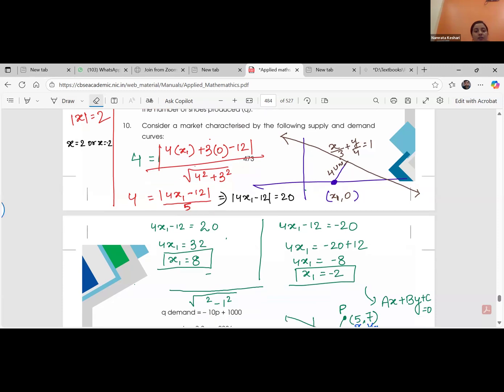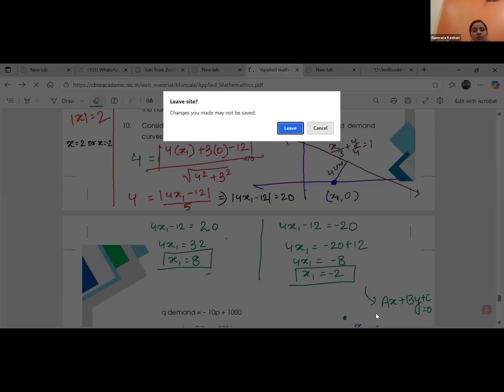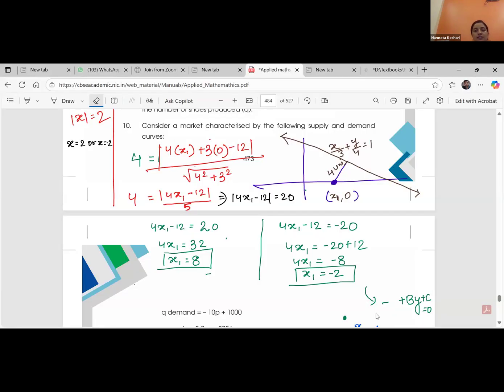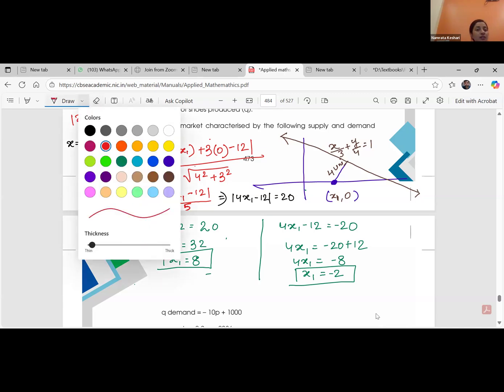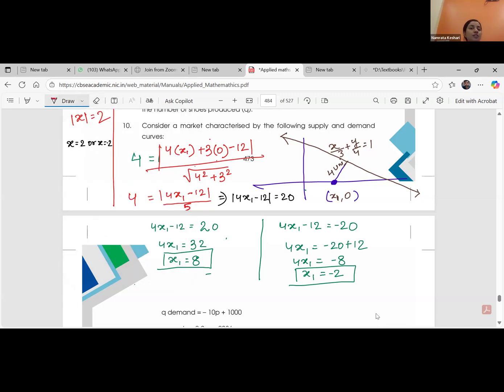These are the two possible answers we are getting. Is it clear? So we will get two possible coordinates which may lie on the x-axis. One of them is (8, 0), another is (-2, 0). Making sense? Whenever you have a modulus sign, always take these two possibilities with this understanding: mod x is 2, then x can be -2 or x can be positive 2.